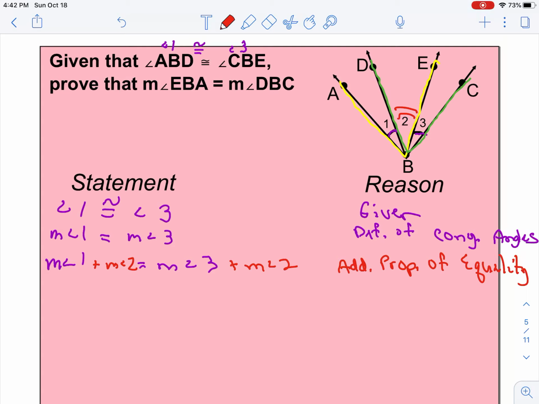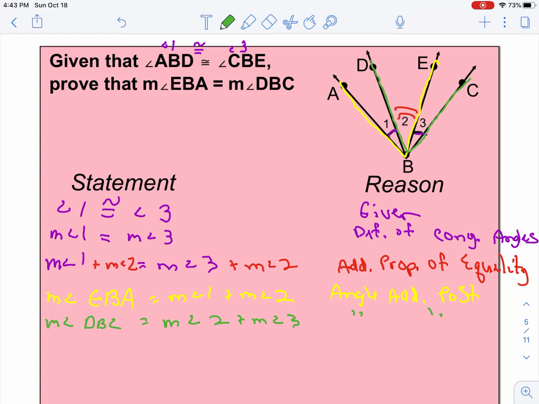So now we also know that the measure of angle EBA is equal to the measure of angle 1 plus the measure of angle 2 because of angle addition. And likewise, we know that the measure of angle DBC is equal to the measure of angle 2 plus 3. And again, that's angle addition postulate.